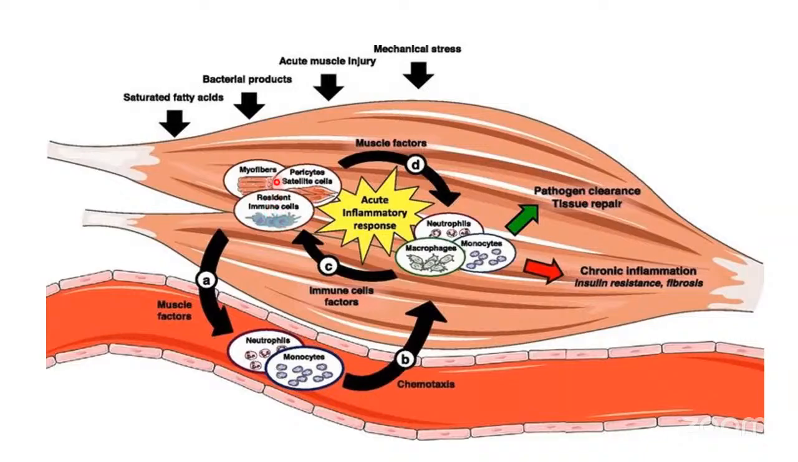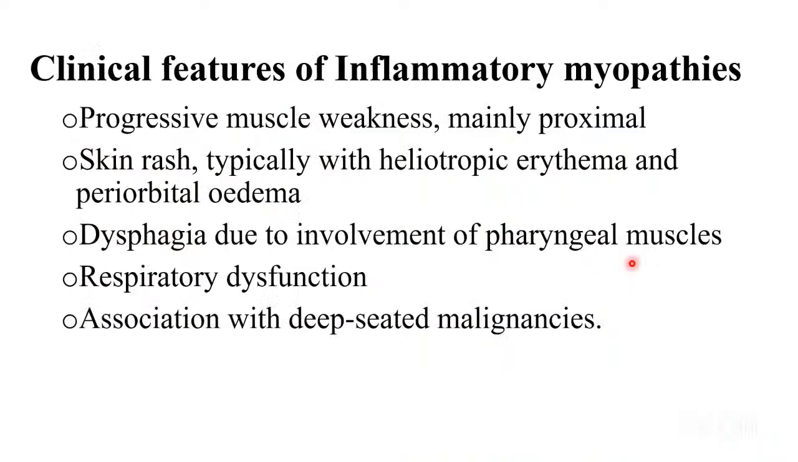And you can see the pericytes. These are repairing cells. The pericytes increased in these particular cases, and you'll be able to appreciate that. The muscle tissues can lead to either pathogen or antigen clearance, or chronic inflammation. That is the problem that will lead to fibrosis, as we just saw in the previous slide.